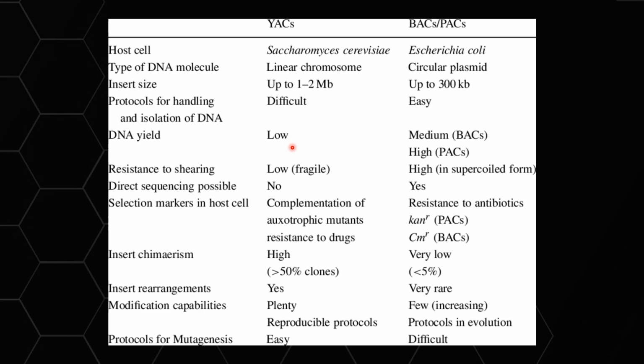The DNA yield is low and resistance to shear is very low. Then direct sequencing is not possible. There are some selection markers that are specific to yeast growth, but in case of BAC, you have DNA yield high or medium, as it is easy to handle, and the protocol is a little easier as compared to YAC. Direct sequencing is possible in case of BAC.